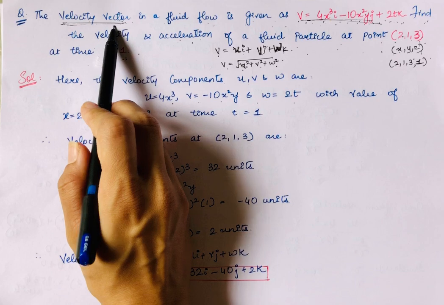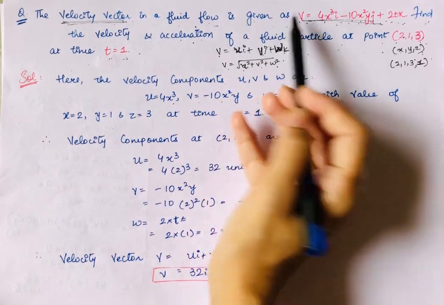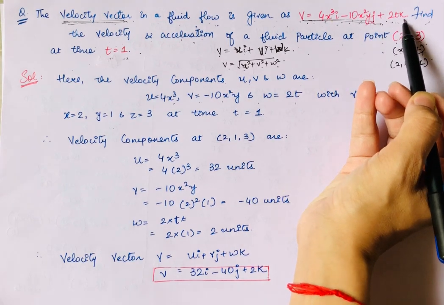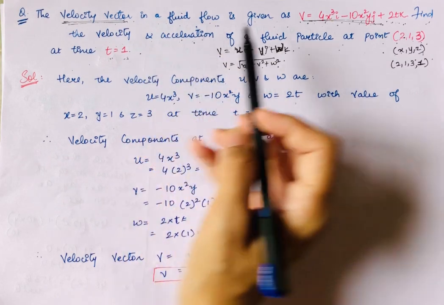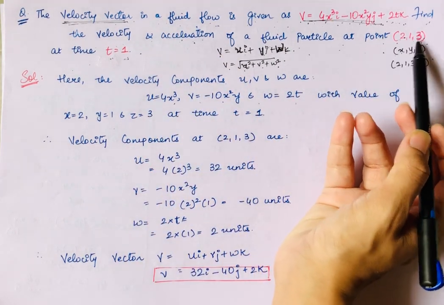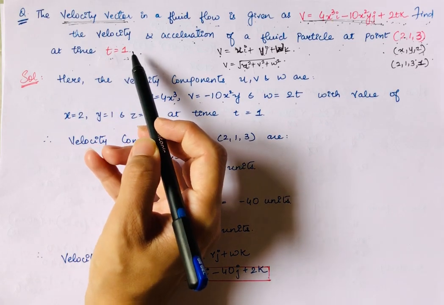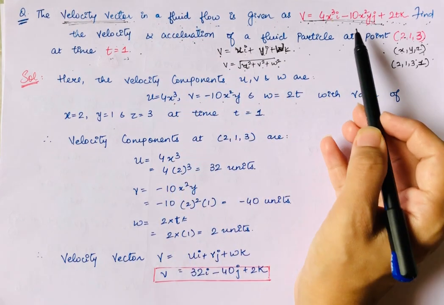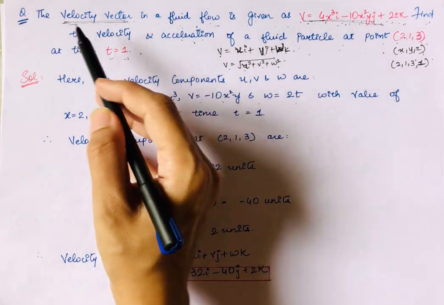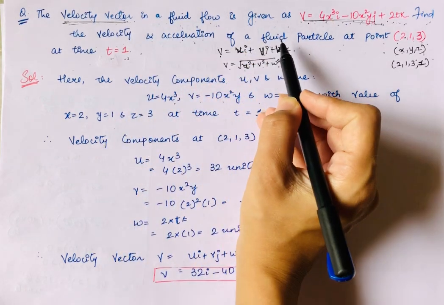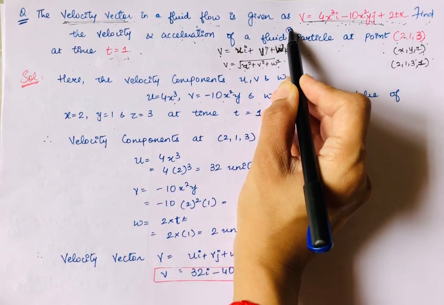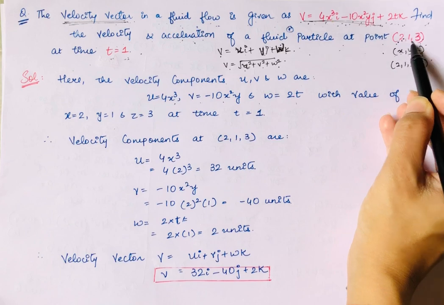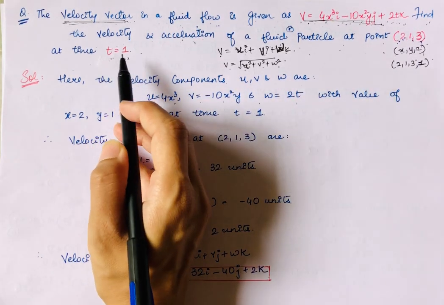The velocity vector in a fluid flow is given as V = 4x³i − 10x²yj + 2tk. Find the velocity and acceleration of a fluid particle at point (2, 1, 3) and at time t = 1. Okay, so the velocity vector in a fluid flow is given by this equation, and we need to determine the value of velocity and acceleration of a particular fluid particle with real space coordinates x, y, z as 2, 1, 3 and time t = 1.